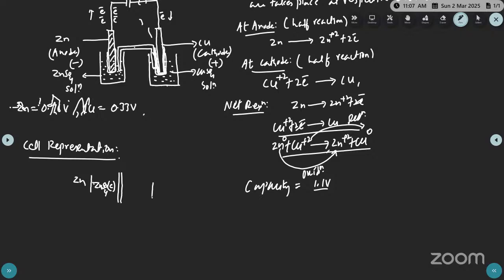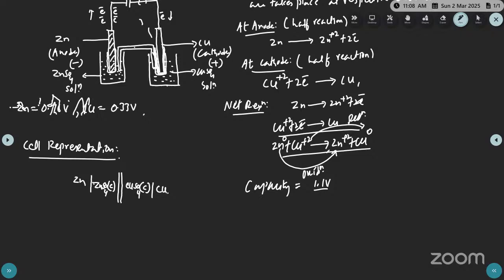So what is on the left side, what is the solution here? Copper sulfate solution, and also mention its concentration. And on the right side of the vertical line, copper. Okay, so this is the representation of the Daniell cell.